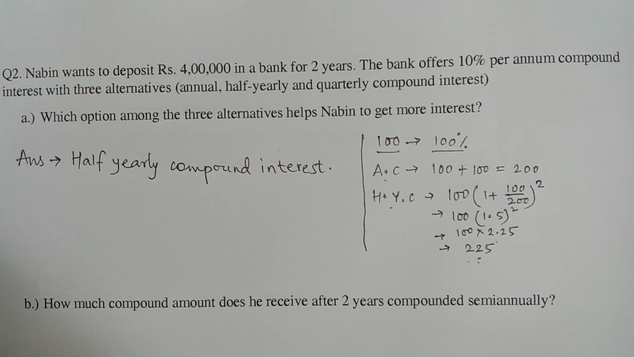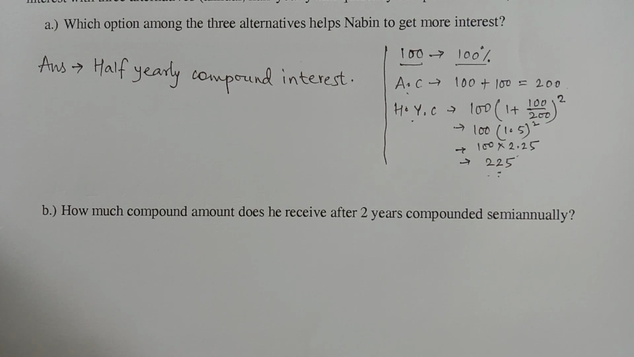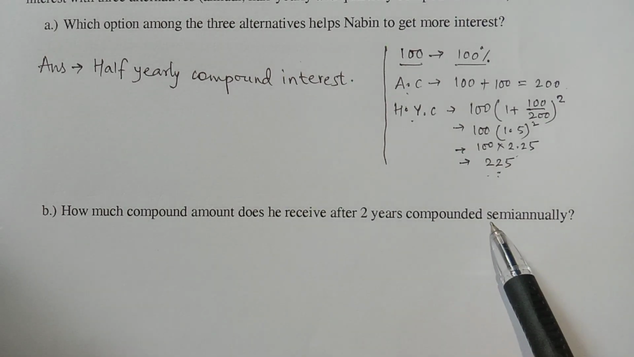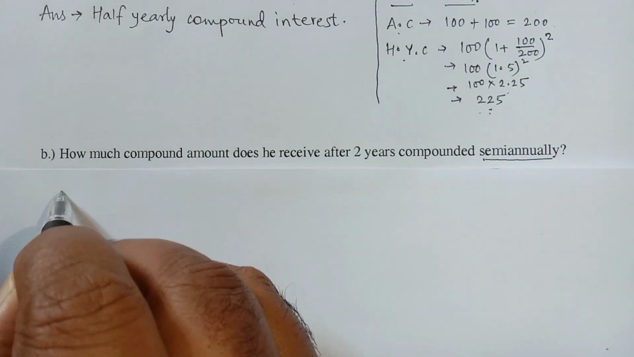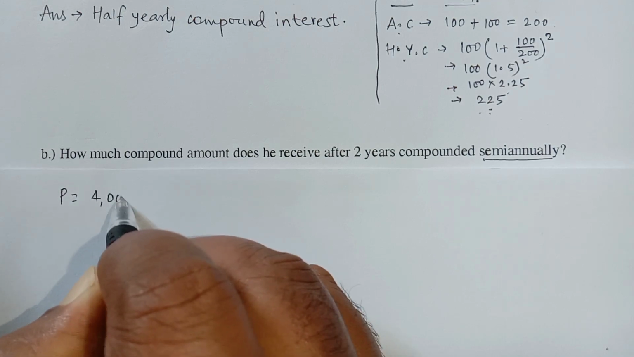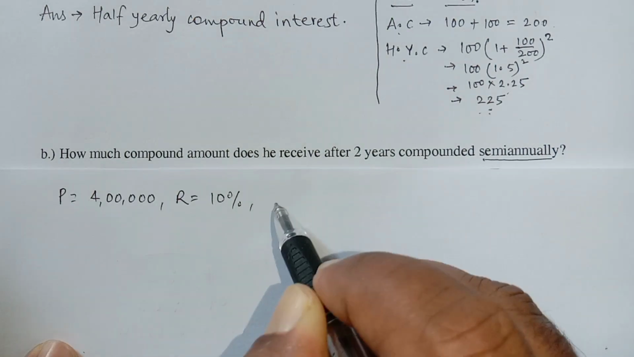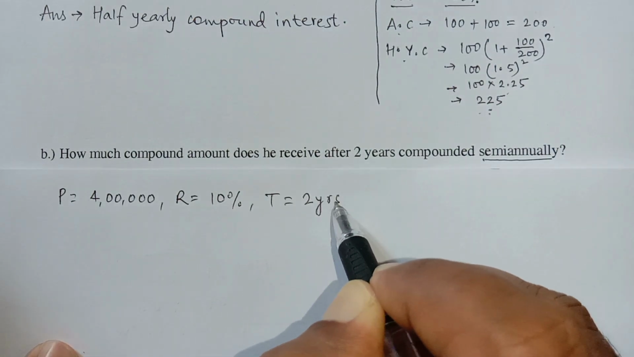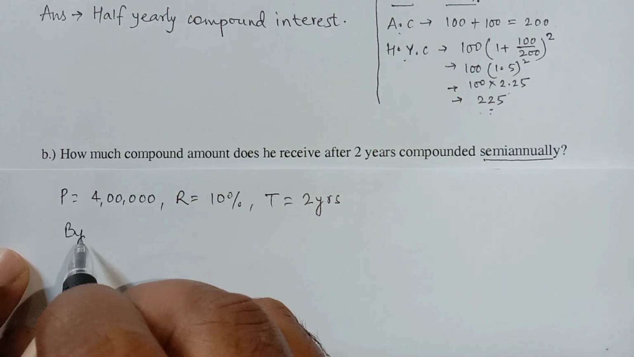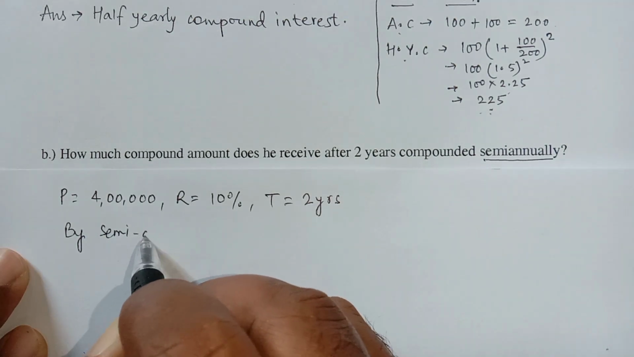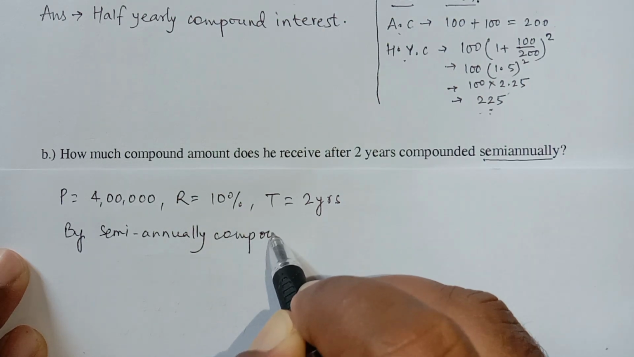Now let's check the second question. How much compound interest does he receive after 2 years compounded semi-annually? Semi-annually means it is half yearly. Okay, so here we have principal is 4 lakhs, rate is 10%, time is 2 years, and we have to find the compound amount by semi-annual compound interest rate.